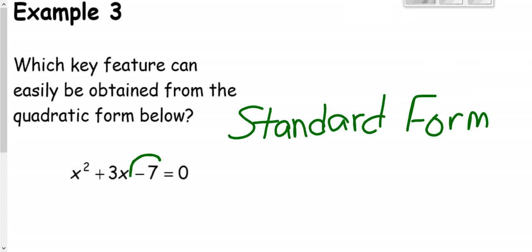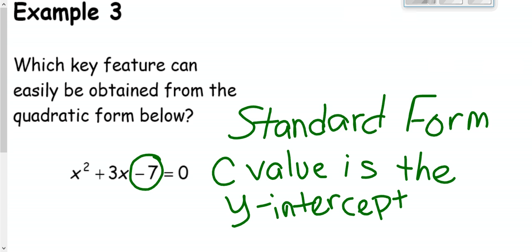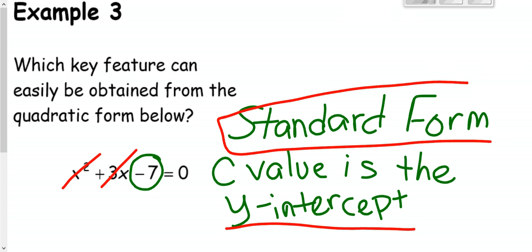Take a look at your C value. The C value is actually your y-intercept. And we know this because when you're trying to find a y-intercept, you can plug in 0 for your x value. And what would happen is 0 squared is 0, 3 times 0 is 0, and you'd be left with just -7. So your point would be 0, -7, which is a y-intercept. So remember, when you're looking at standard form, which is your ax squared plus bx plus c, your c value is your y-intercept.